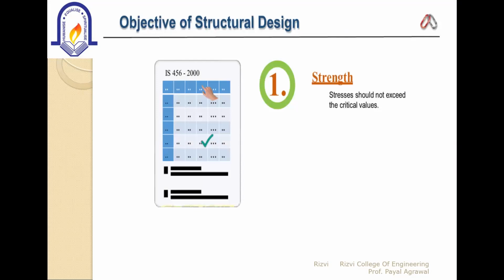Another important objective of structural design is: why are we going to choose the LSM method only? Why are we not using the WSM method? What is there in the LSM method? Can you let me know the difference between WSM and LSM? Why are we going to use LSM? Why are we not adopting WSM?